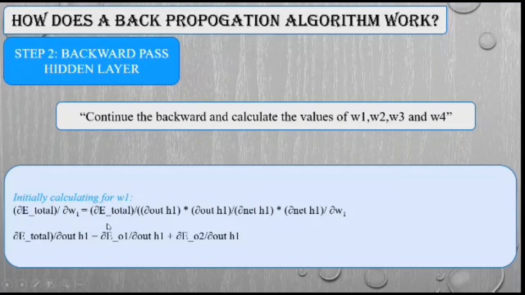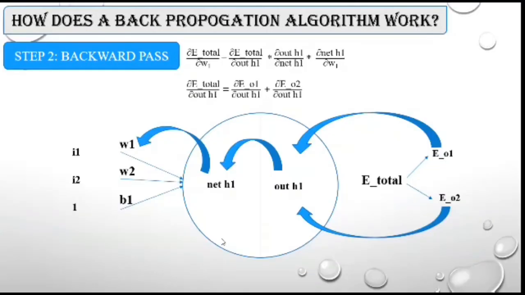This is the partial differentiation of E total with respect to out H1. Now this E total can be written as the sum of the error obtained for output neuron 1 plus the error obtained for output neuron 2, and hence this term can be written as partial differentiation of EO1 with respect to out H1 plus partial differentiation of EO2 with respect to out H1. So this is what exactly we are going to do here.